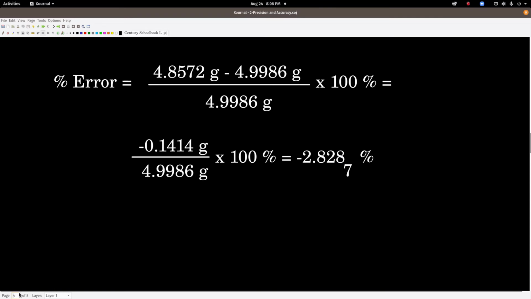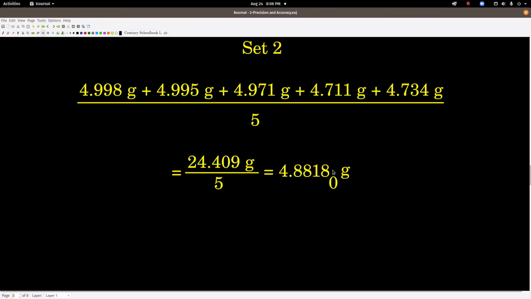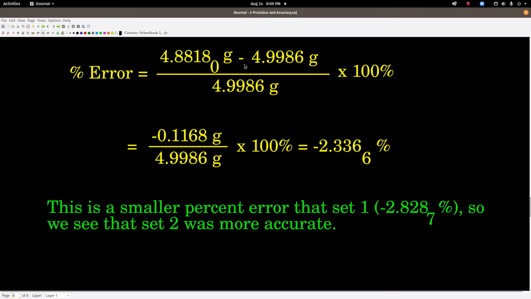All right, now let's look at the second set. There's the average, 4.8818 grams. Calculating the percent error: the average value minus the true value, same true value, times 100%. We get negative 0.1168. Negative, remember, tells us that our average is lower than the true value. Keep 4 past the decimal, so we end up with 4 significant figures, negative 2.337 percent. This is smaller than the percent error for the first set, which was negative 2.829%, so we can say that the second set of measurements was the more accurate of the two.